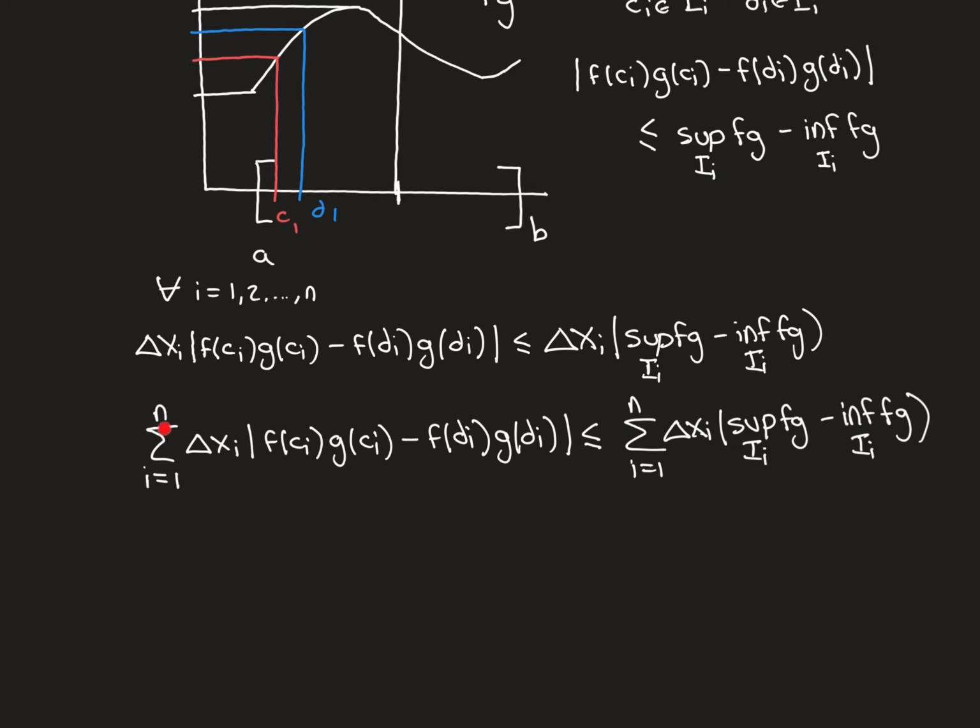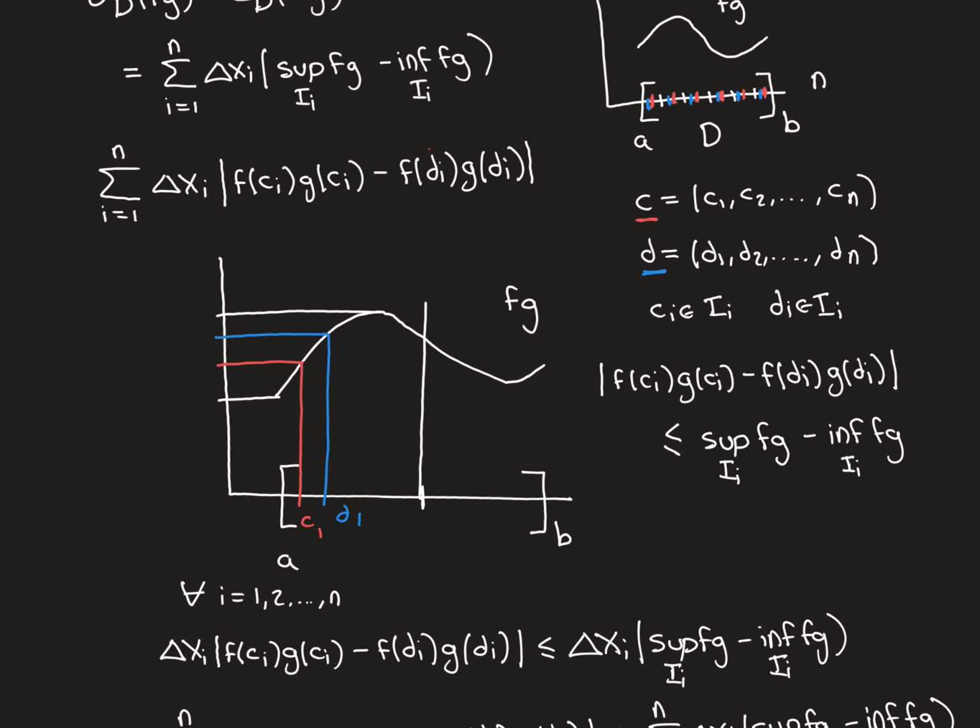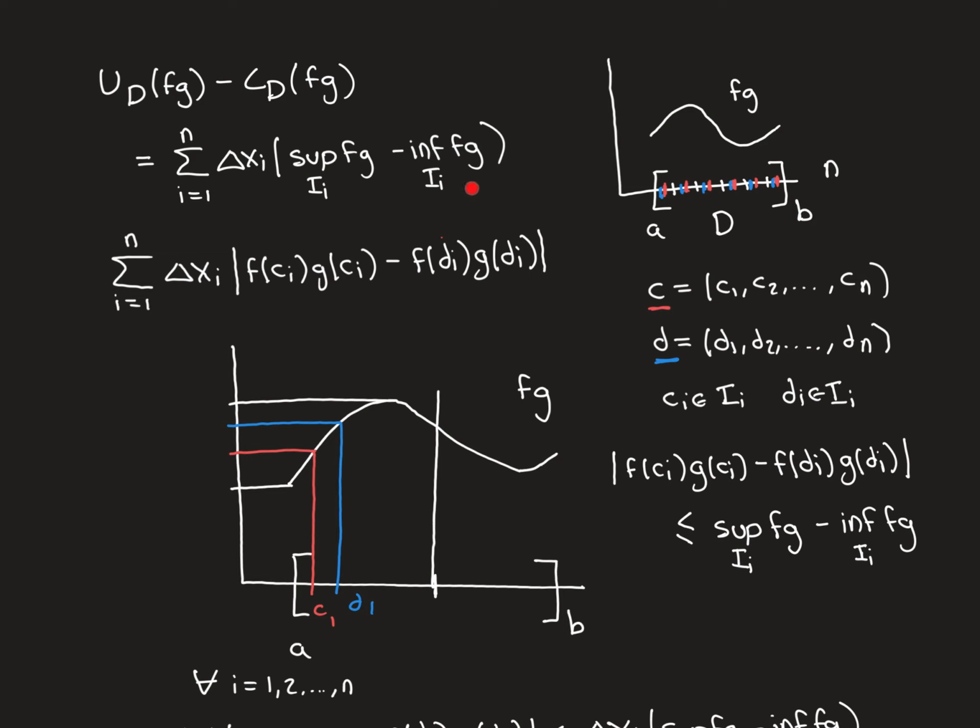It's the exact same thing, but now we've added in the summation sign. So we've got the sum from i equals 1 to n of delta x_i times the modulus of the function at c_i minus the function at d_i, is less than or equal to the sum from i equals 1 to n of delta x_i times the supremum of the function minus the infimum of the function over the ith subinterval. Now this thing here, hopefully you will recognise, and hopefully you also recognise this, but let's start with this one. This is equal to the upper Riemann sum of fg minus the lower Riemann sum of fg using that dissection. So it's just exactly this formula that we had here.